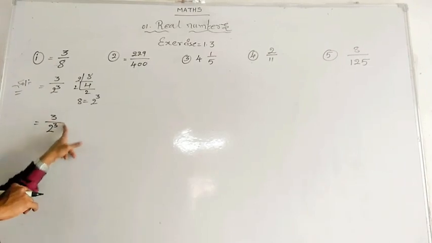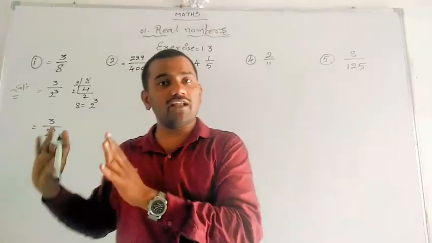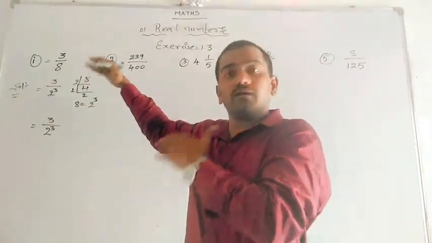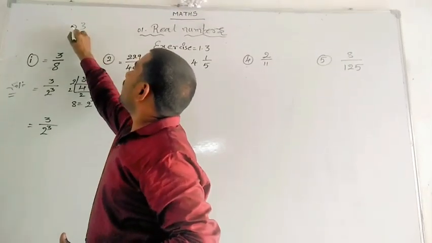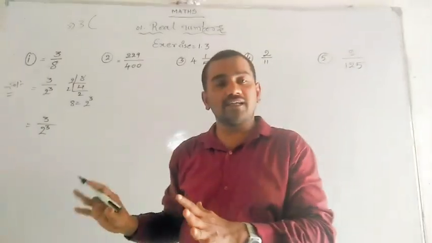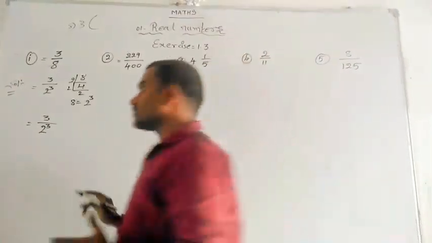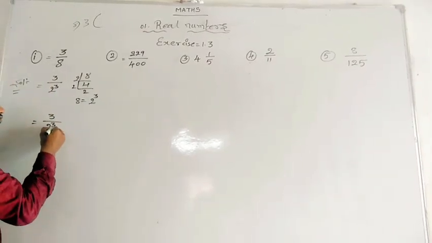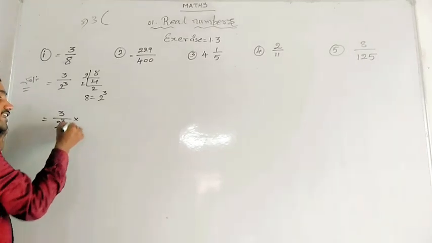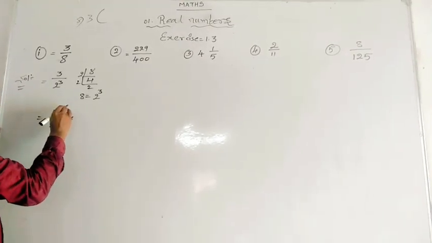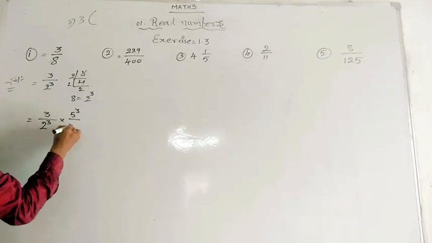Now I am going to write the decimal expansion. We need a decimal number. Directly you can divide 3 by 8 and you get the answer. Or let's go for another process. How do we get the answer here? Here 2 to the power of 3 is there. So let me multiply the numerator and denominator of 3 by 2 to the power of 3 by 5 cube by 5 cube.